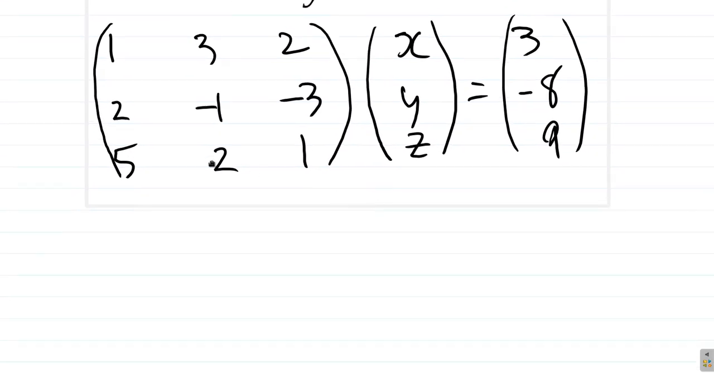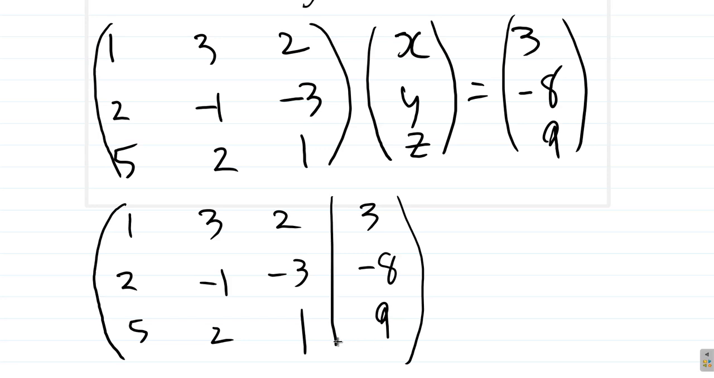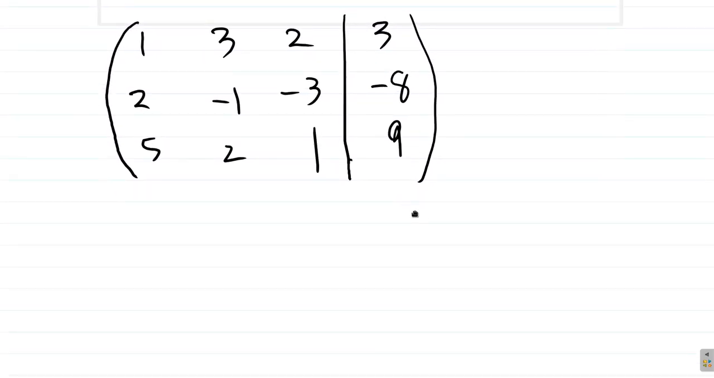Now, you write them in the augmented matrix. You have the numbers 1, 3, 2, 2, negative 1, negative 3, 5, 2, 1, vertical line, 3, negative 8, 9. You don't bother with the x, y, z. You know that they're supposed to be there already. Now the equal sign, you just write them in this form.